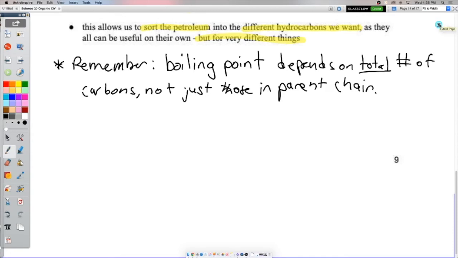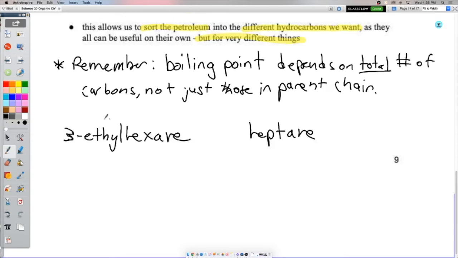Because sometimes they'll try to trick you by asking which would have a higher boiling point. They'll say, compare the boiling points of these two things. And students remember, they were paying attention, and they go, okay, more carbons equals higher boiling point. And I know that hex is 6 and hept is 7. So, okay, 7 is bigger than 6, so heptane has more carbons and must have a higher boiling point. But be careful. Remember, this just says the number of carbons in the parent chain. Which one actually has more carbons total?